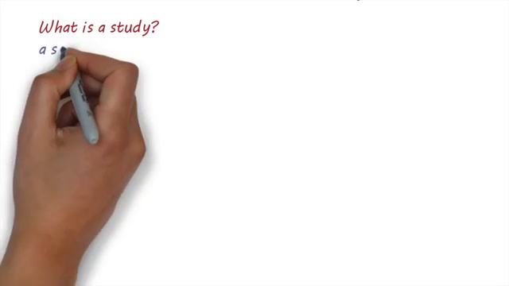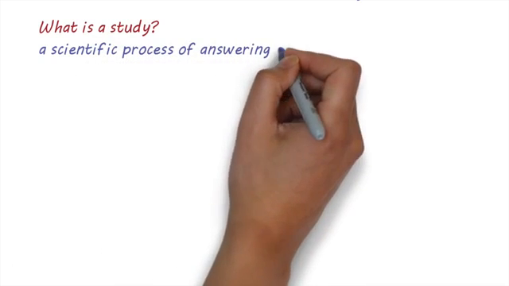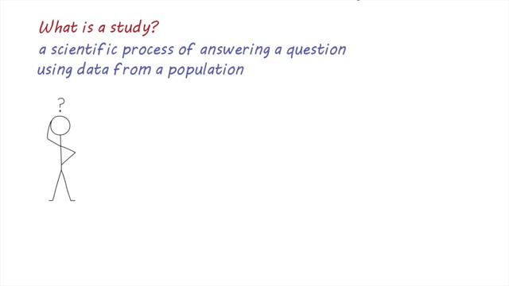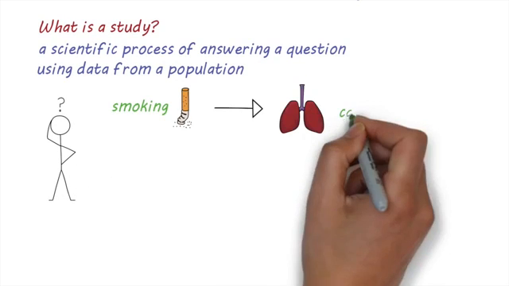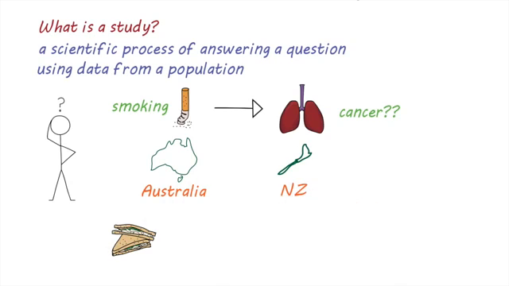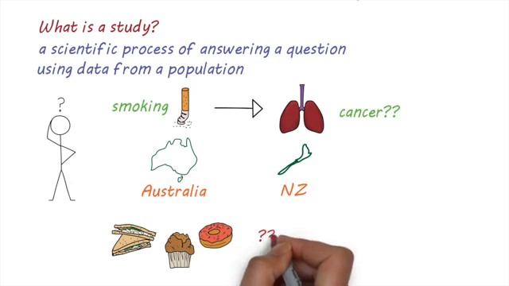Well, simply put, a study is a scientific process of answering a question using data from a population. It can be any question. For example, does smoking cause cancer? Is there more disease in an area compared to another? Or what food is responsible for causing an outbreak?